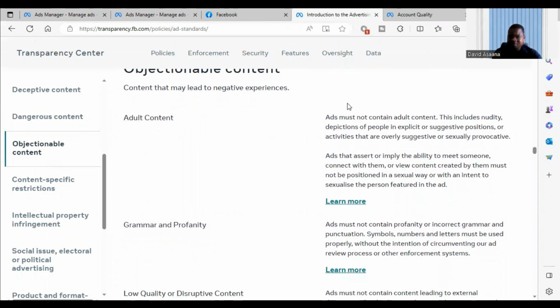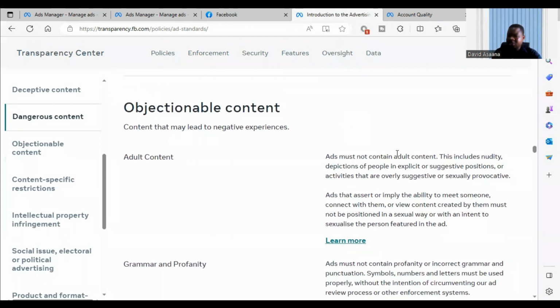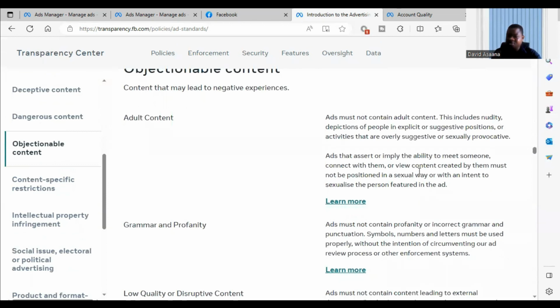Here, as you can see, Facebook is saying ads must not contain adult content. This includes nudity, depictions of people in explicit or suggestive positions, or activities that are overly suggestive or sexually provocative. Ads that assert or imply the ability to meet someone or connect with them or view content created by them must not be positioned in a sexual way or with an intent to sexualize the person featured in the ad.